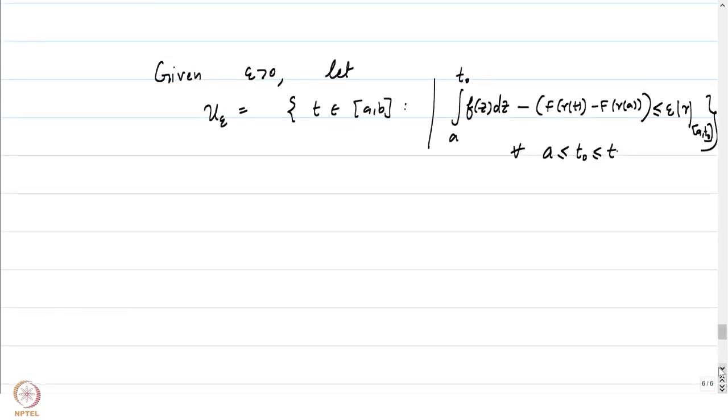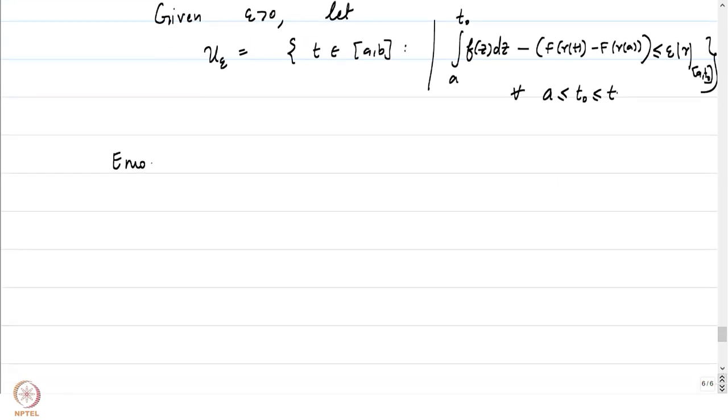We will prove that the set U epsilon is both open and closed at the same time. And since small a belongs to U epsilon, it is non-empty as well. And by invoking the connectedness of the closed interval [a, b], we will be able to conclude that U epsilon is equal to the entire closed set [a, b]. And our choice of epsilon is arbitrary, and because of that, we will be able to get that the integral from a to b of f of z dz, and f of gamma of b minus f of gamma of a are arbitrarily close, and then we would be done.